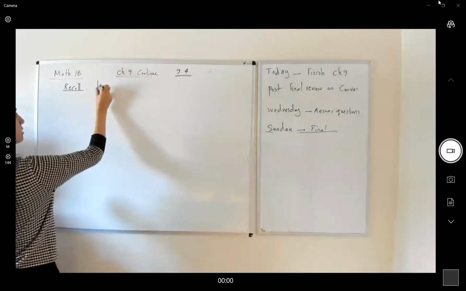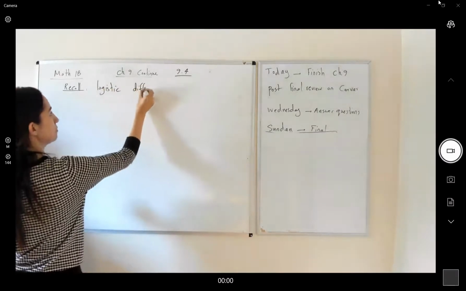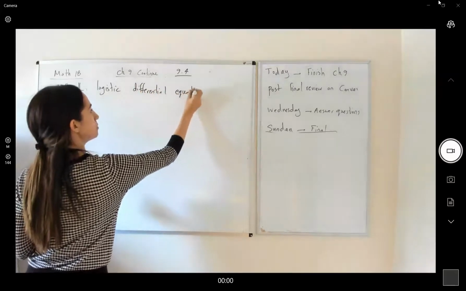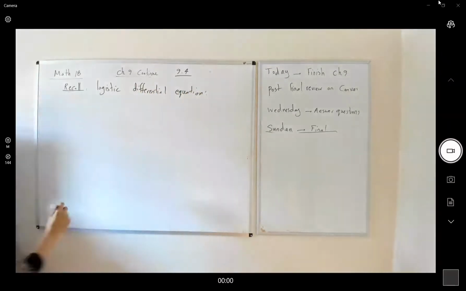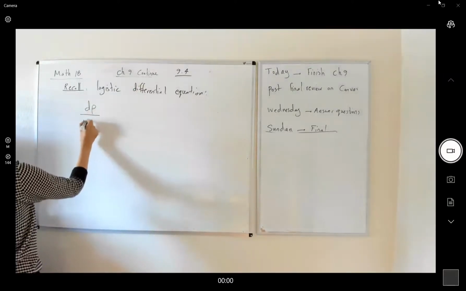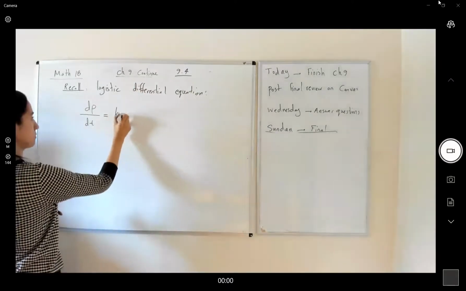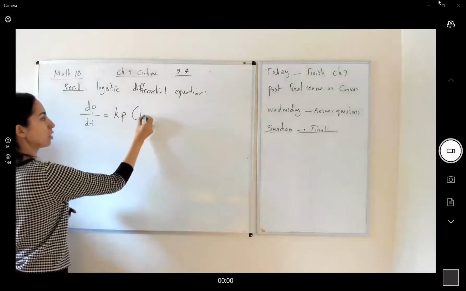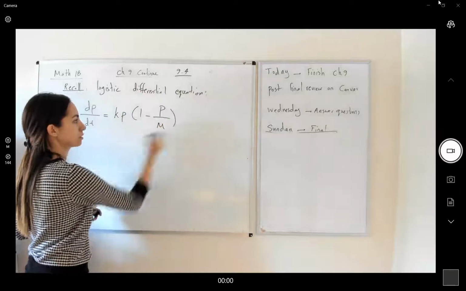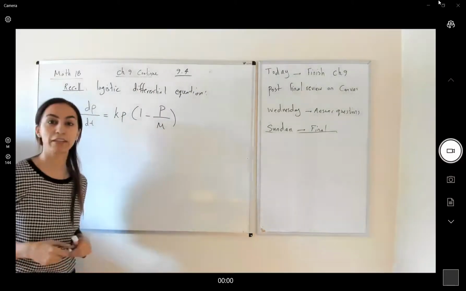For a logistic differential equation, what we had was the rate of change of population with respect to time was equal to kP times 1 minus P over M. And remember, M was the carrying capacity.